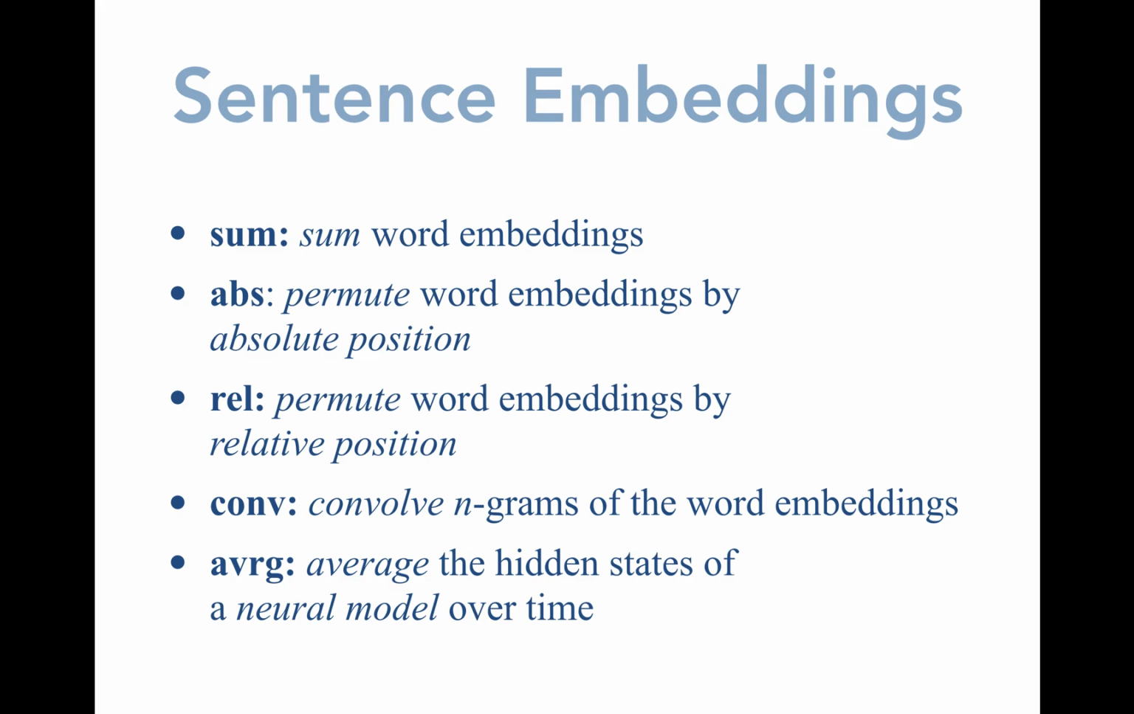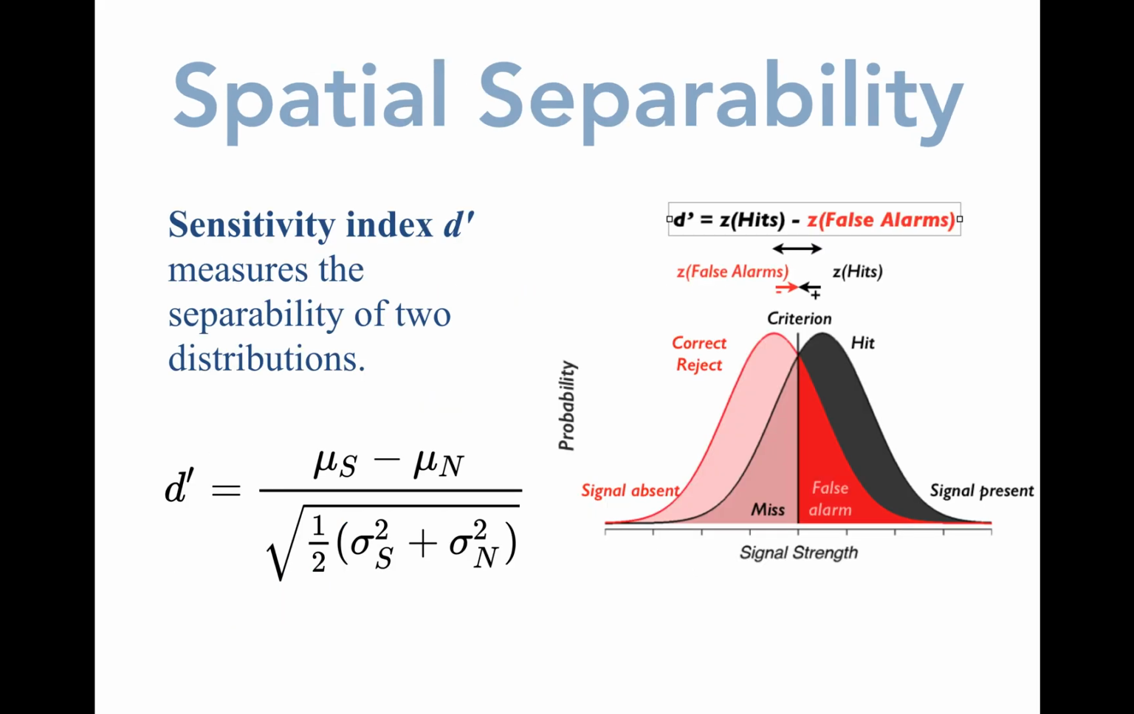To construct sentence embeddings using these models, we use a variety of techniques. We sum word embeddings, we permute word embeddings by absolute position in the sentence, we permute word embeddings by relative position in the sentence, we convolve n-grams of the word embeddings, or in the case of the BERT neural language model, we average the hidden states of the model over time.